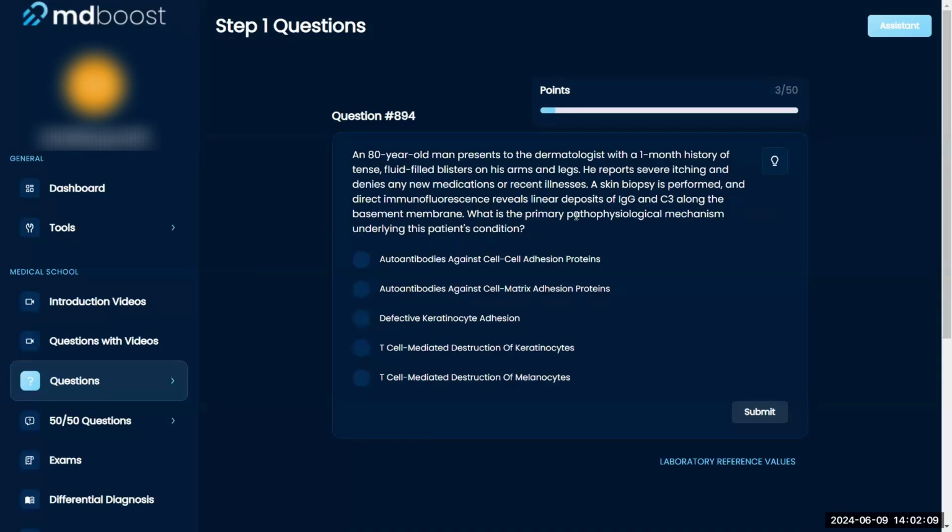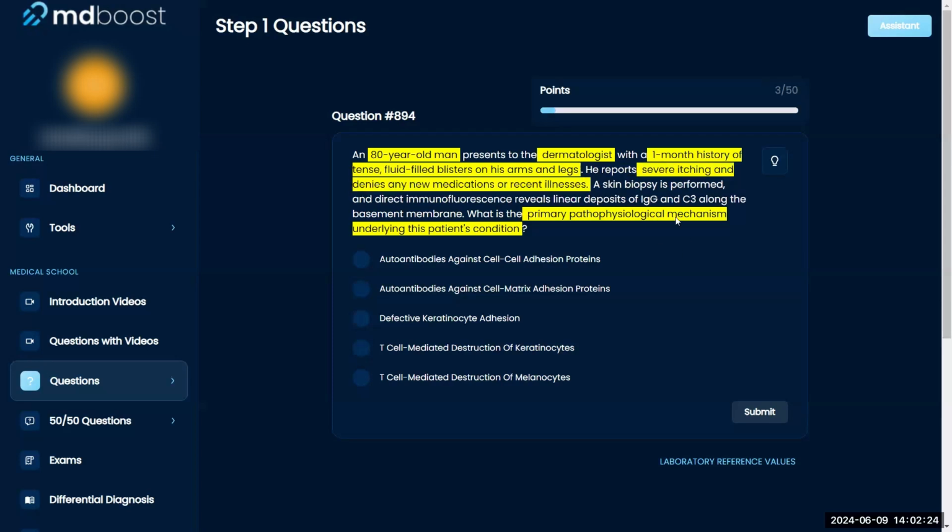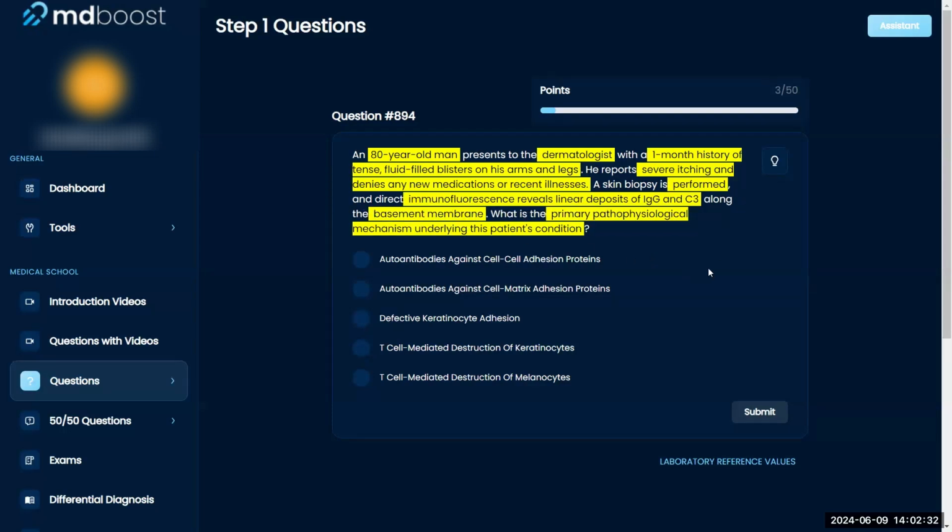What is the primary pathophysiological mechanism underlying this patient's condition? An 80-year-old man presents to the dermatologist with a 1 month history of tense, fluid-filled blisters on his arms and legs. He reports severe itching and denies any new medications or recent illnesses. A biopsy is performed and direct immunofluorescence reveals linear depositions of IgG and C3 along the basement membrane. What is the primary pathophysiological mechanism underlying this patient's condition?